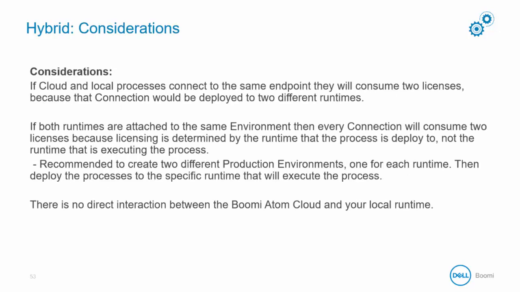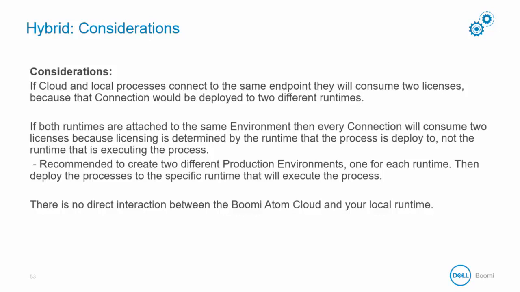One is license counts. Remember that licenses are calculated by connection times runtime environments. So if you have one and the same connection that is deployed to local and to the Boomi Atom Cloud, that one connection will take 2 licenses.